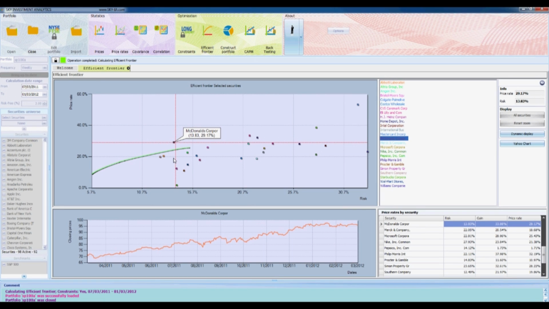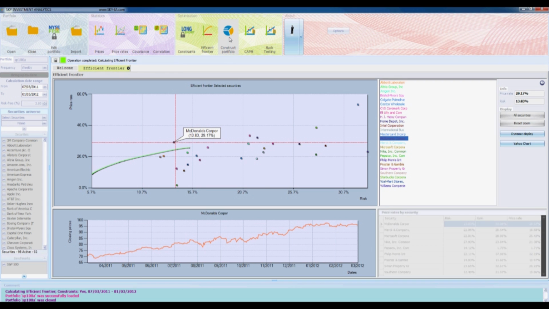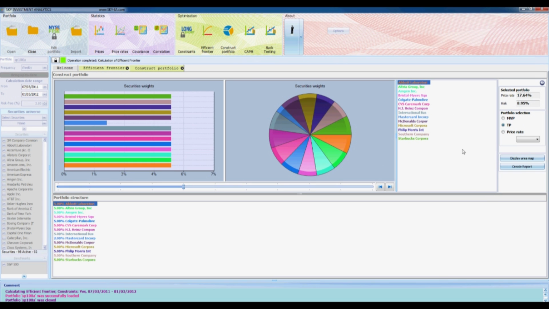Normally, if we don't set such a constraint, the efficient frontier is the supremum of all portfolios possible, meaning that all securities will be below the efficient frontier. Let's take the tangency portfolio. We have at most 5% of each security.